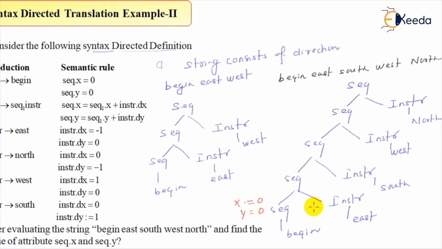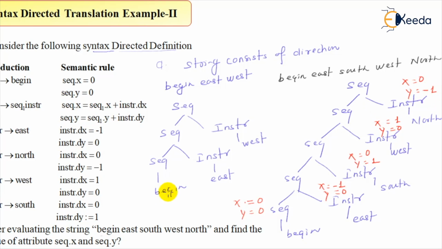For east, we have -1 and 0, so x value is -1 and y value is 0. For south, we have 0 and 1, so x is equal to 0, y is equal to 1. For west, we have 1 and 0, so x equal to 1, y equal to 0. For north, we have 0 and -1, so x equal to 0 and y equal to -1.